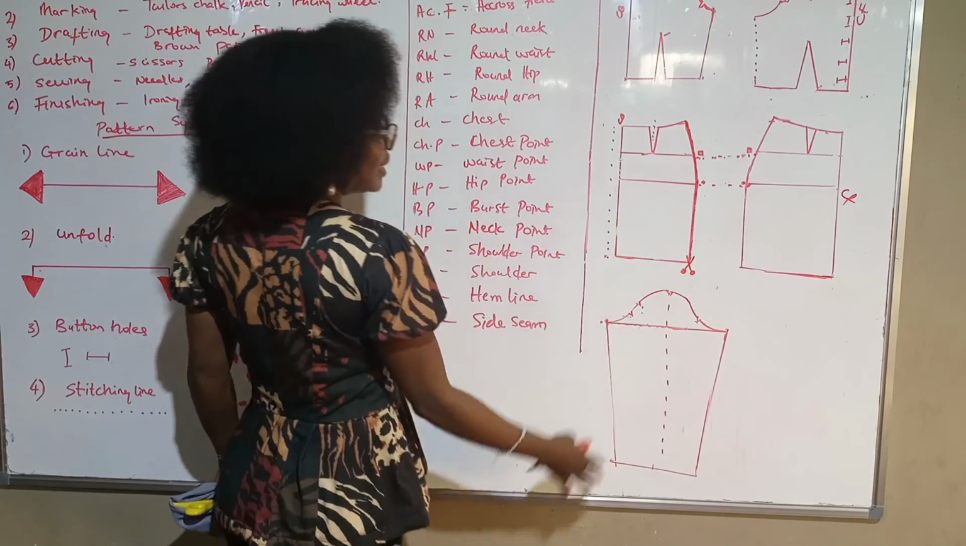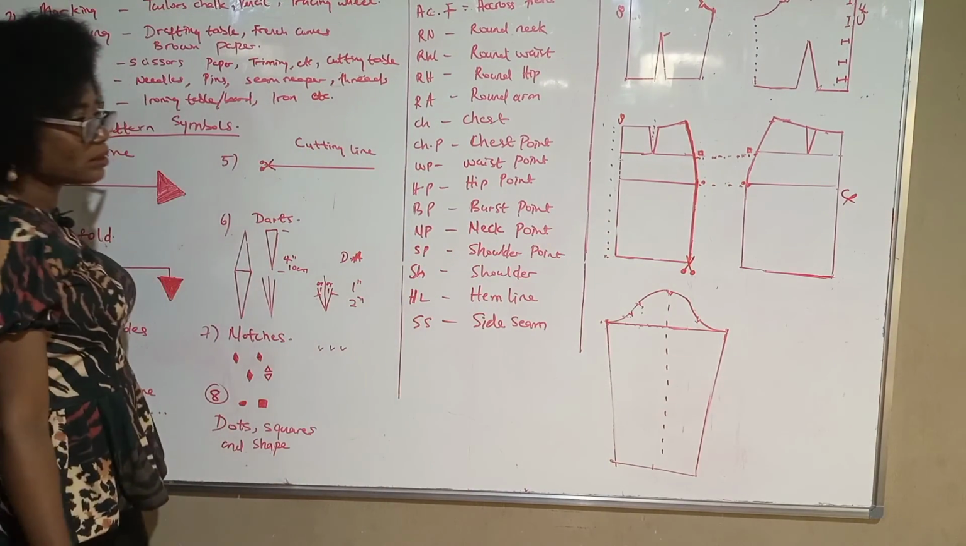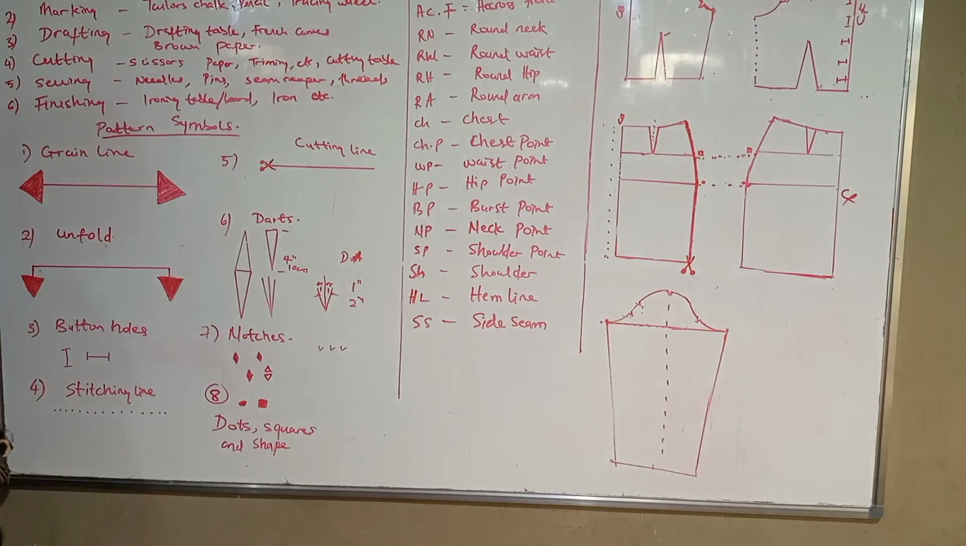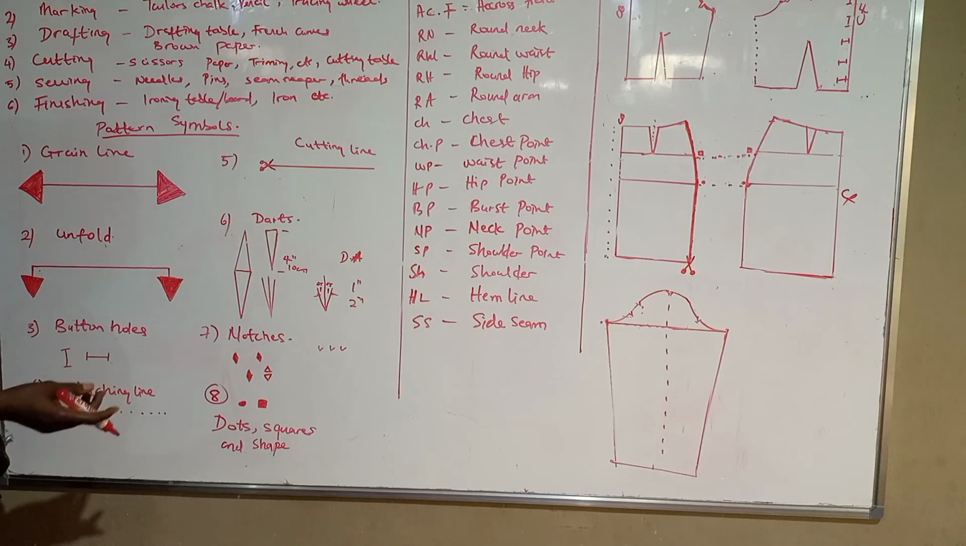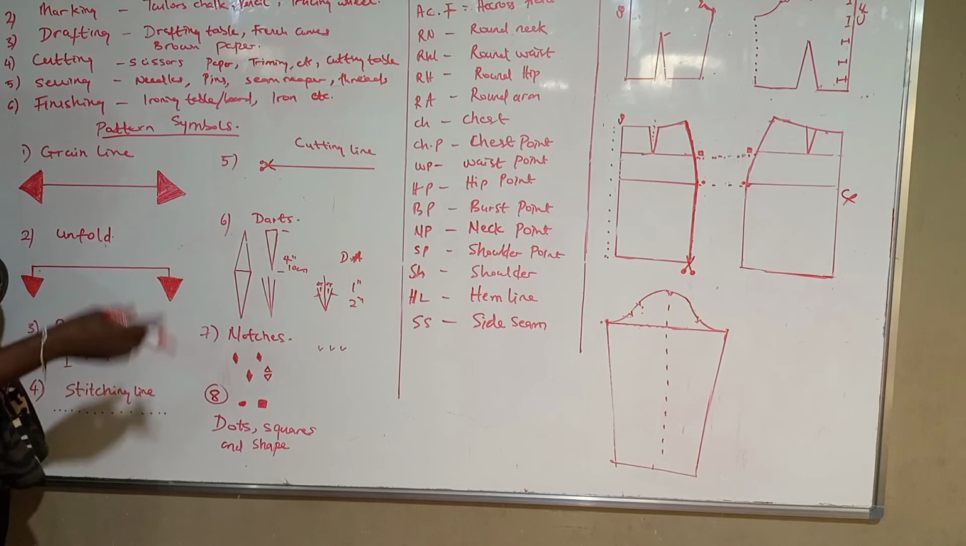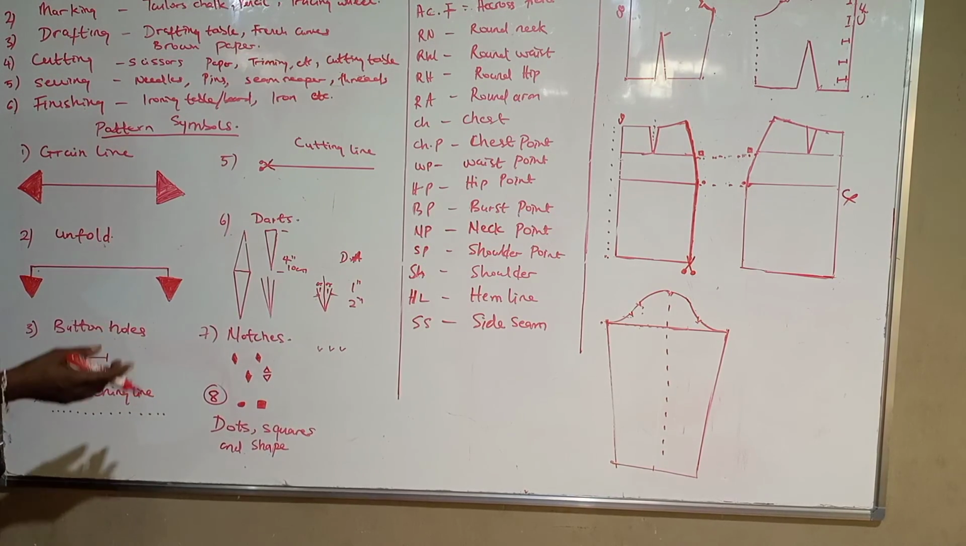So those are the essence of having symbols on your pattern. It helps with your interpretation, it helps with your understanding of what to do with a pattern, how to cut, how to place your pattern this way, that way. All at the end is for you to have a nice fitting finished work when you are done.